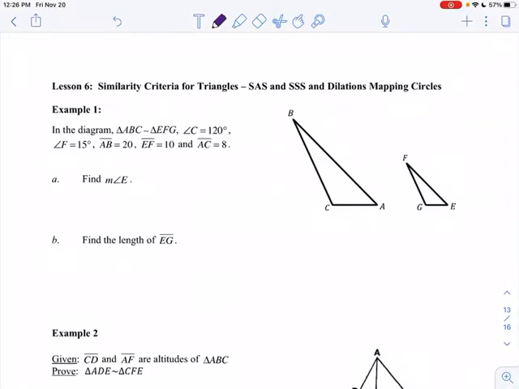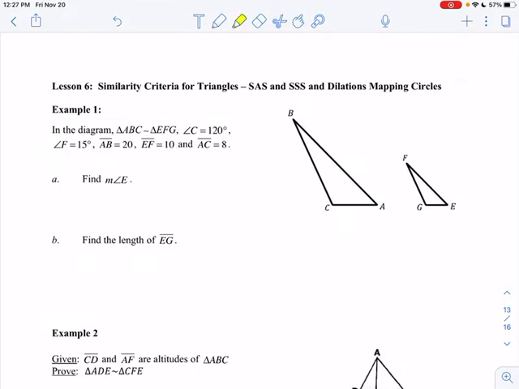Hi GOR, this is Unit 4, Lesson 6, so this is the last lesson in this unit, and we're going to talk a little bit more about similarity criteria for triangles. We'll do another proof, and then we're going to talk about dilating circles a little bit.